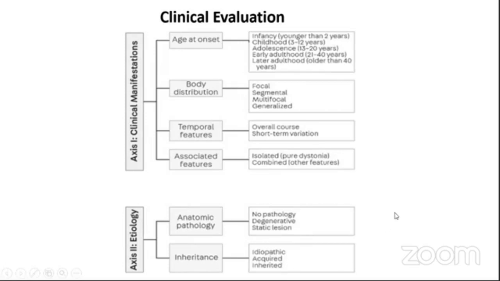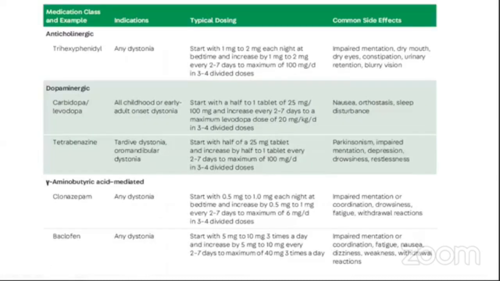We will not go into the details of these classifications of dystonia. How will you manage dystonia? Dystonia is managed in three ways. Number one, oral medications. Number two, botulinum toxin. Number three, deep brain stimulation surgery. Oral medications are especially for generalized dystonia, but for focal or segmental dystonia, the first-line treatment should be botulinum toxin and the second line should be drugs. But for generalized dystonia, the first line should be the oral medications, and the second line may be botulinum toxin.